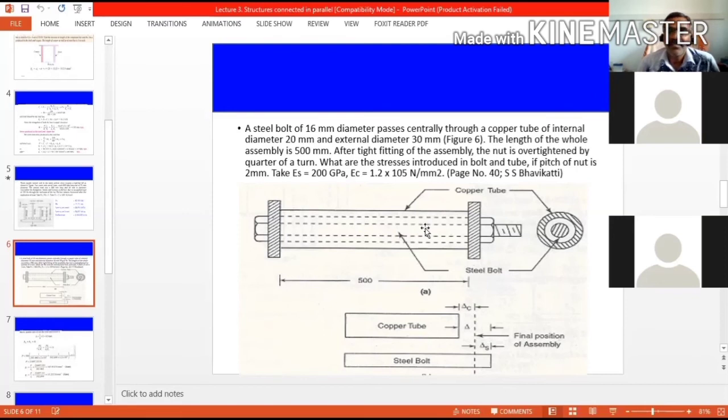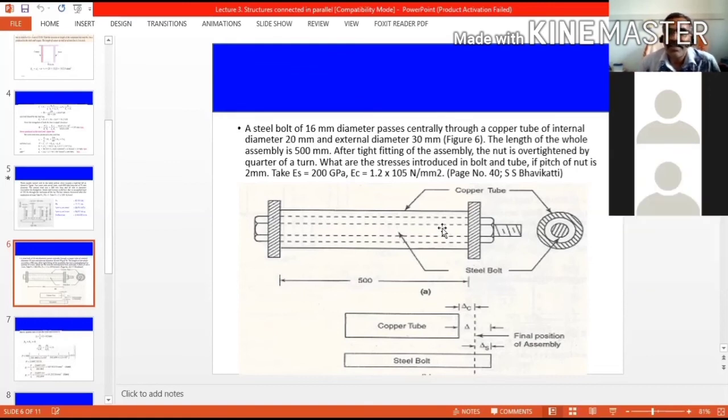When the nut is moving towards left, how much distance is the nut moving? How will you calculate? That can be calculated. In the problem, it is given. The bolt is having a thread. It has a pitch. It is given.